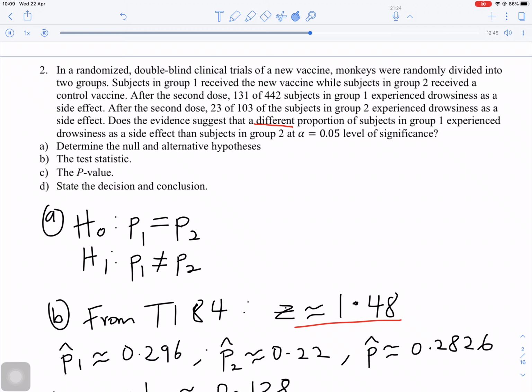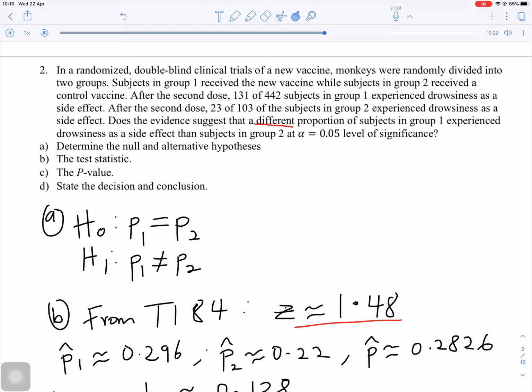All right. Then to find a test statistic and the p-value, we use our calculator again. Okay. So we go to stats, then we go to tests, and then go to option 6, 2-PropZTest. Then we enter our values for X1. X1 is 131, N1 is 442, X2 is 23, N2 is 103. And then we specify what is in the alternative hypothesis. In this case, it's not equal to P2. And then we highlight calculate and press enter.